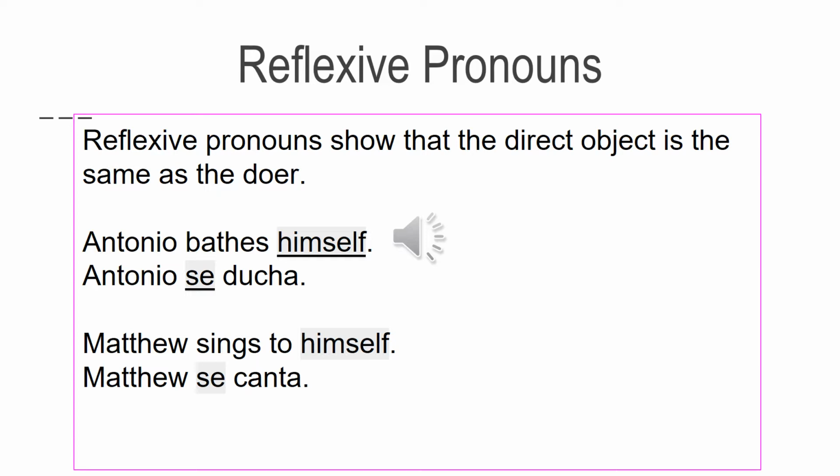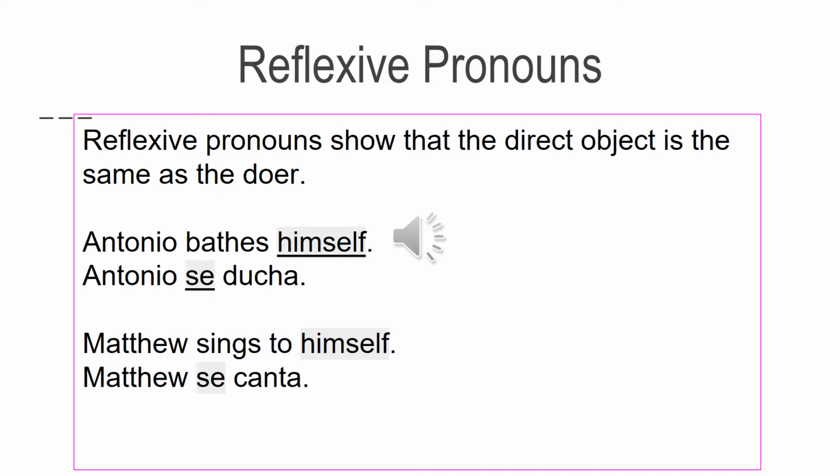Reflexive pronouns show that the direct object is the same as the doer. For example, Antonio bathes himself. Antonio se ducha. We're talking about Antonio bathing himself. In English, you have the pronoun at the end. In Spanish, you have it before the verb, before the action.